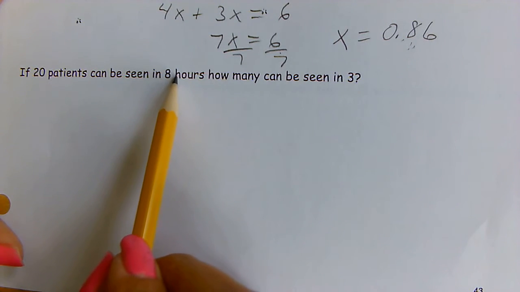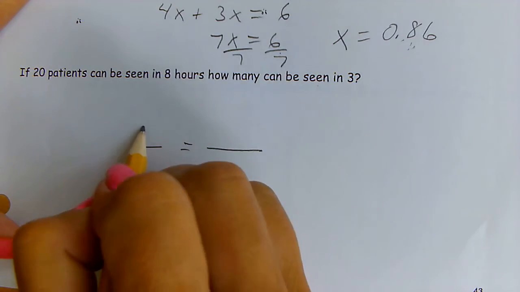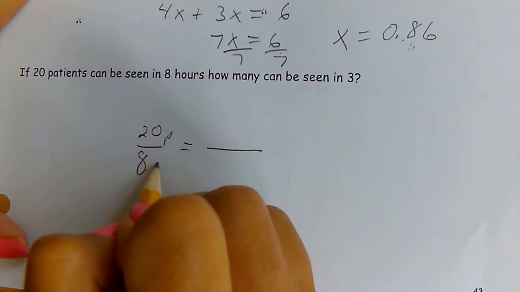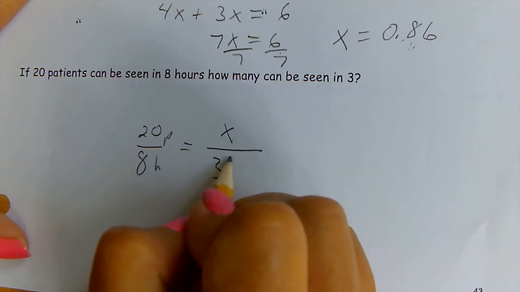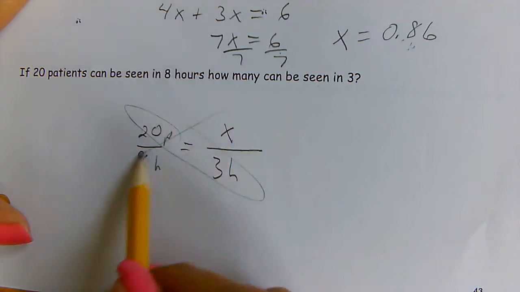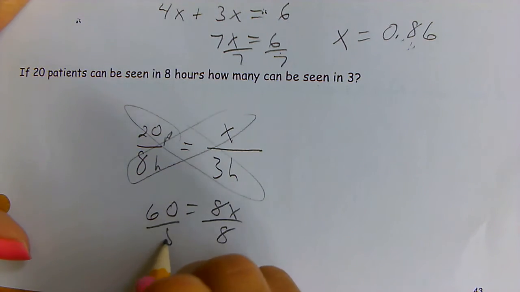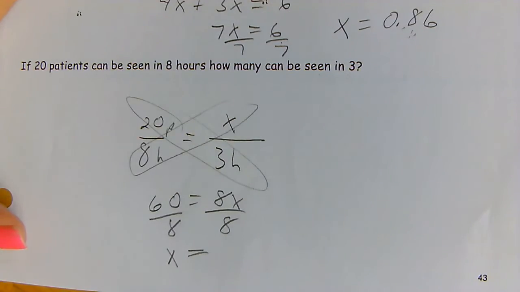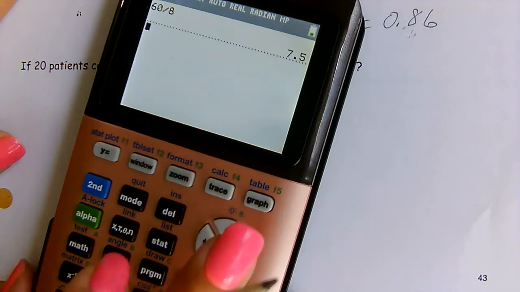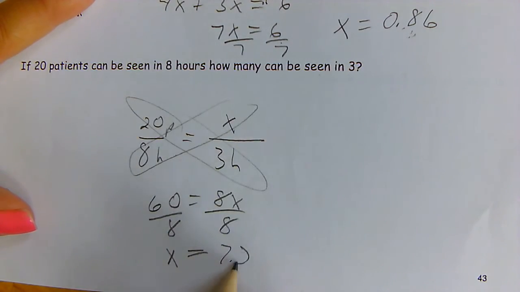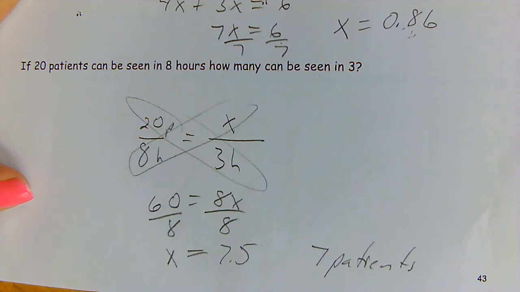If 20 patients can be seen in 8 hours, how many can be seen in 3 hours? So we have a ratio, patients to hours. How many patients in 3 hours? Cross multiply. 60 equals 8x. So 7.5 is the answer, but we can't see half a patient, so we're going to say 7 patients, because these are humans.